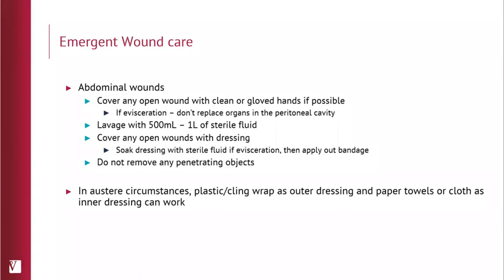Now, if the patient has eviscerated organs outside of the peritoneal cavity, it is very important not to replace those organs. Instead, you just want to lavage everything with at least a half a liter of sterile fluid, whichever you have access to is fine. And then you want to cover the open wounds and any eviscerated organs with sterile dressings that are soaked in a sterile fluid. And then you apply an outer bandage over that.